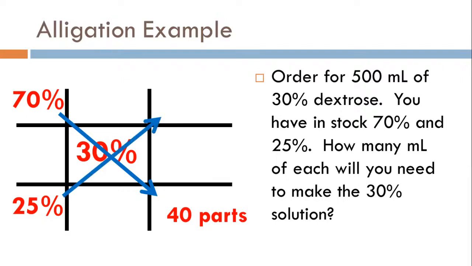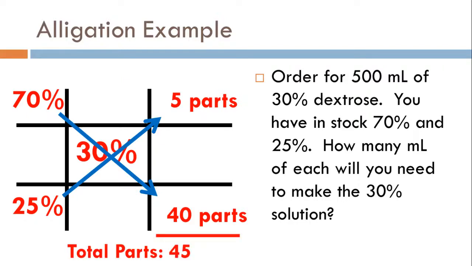25 and 30, what's the difference? Well, we already know it's 5. You can probably do that in your head. Again, if you need to use a calculator, I have no issue with that. So I have 5 parts there of 70% and 40 parts of 25%.